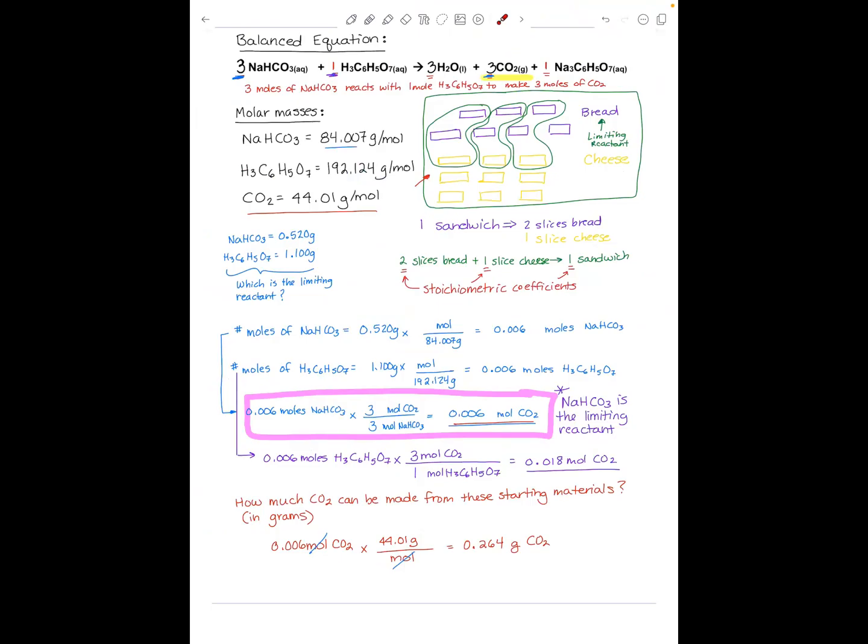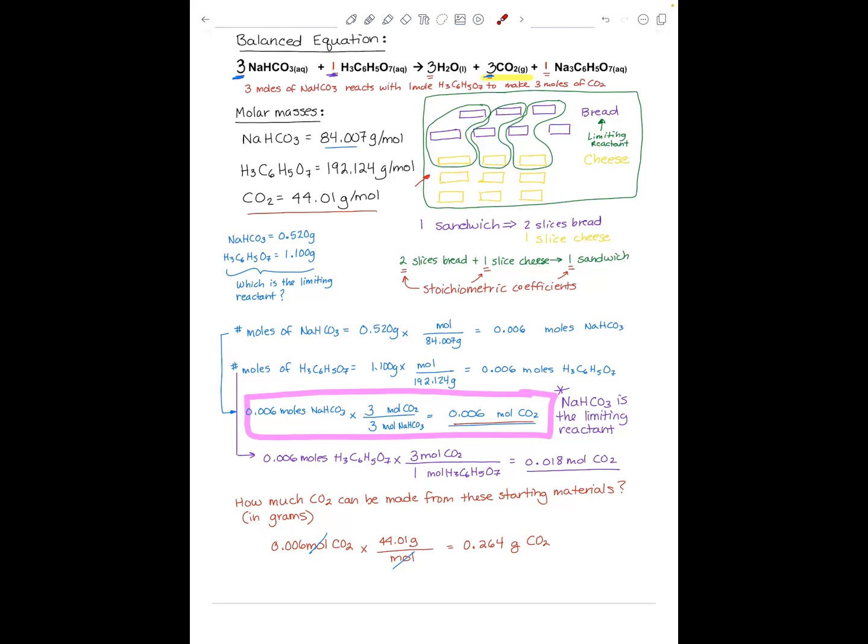In the example that we've been looking at, we've identified first that sodium bicarbonate was the limiting reactant, which, if we go back to our sandwich example, tells us that our citric acid, since it was not the limiting reactant, is like the cheese. And after I have reacted all my limiting reactant, which in this case is either the bread in our sandwich example or the sodium bicarbonate in our chemical reaction, the non-limiting reactant, here the cheese and the citric acid in our experiment, will have molecules left over unreacted.